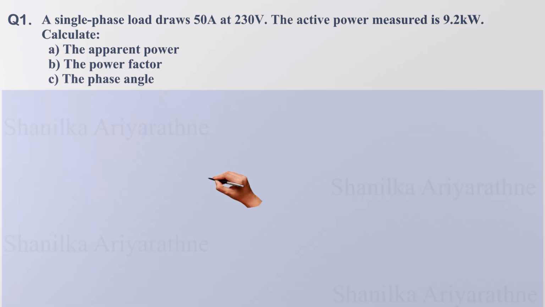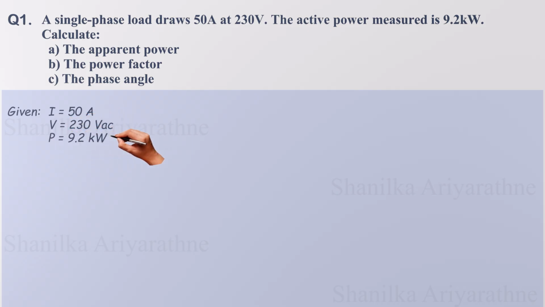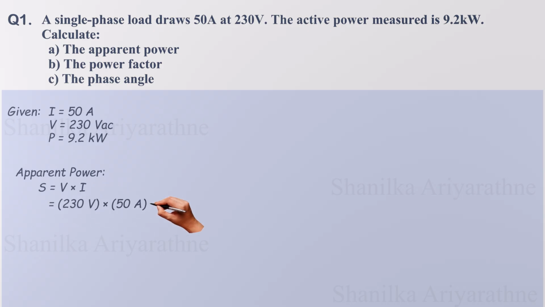Let's start by organizing our known values. Current is 50 amperes, voltage is 230 volts, and active power is 9.2 kilowatts. First, let's calculate the apparent power. Remember, this represents the total power delivered to our load, found by multiplying voltage and current. Voltage is 230 and current is 50, which gives us 11,500 volt amperes, which is 11.5 kilovolt amperes.